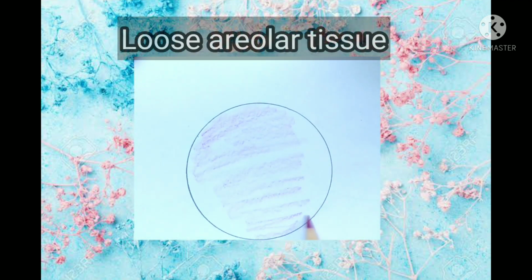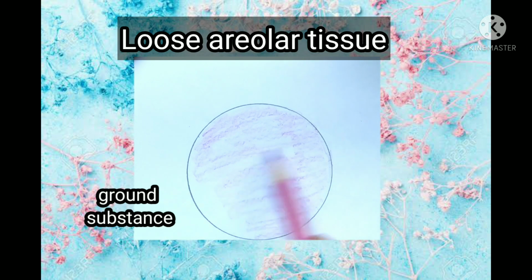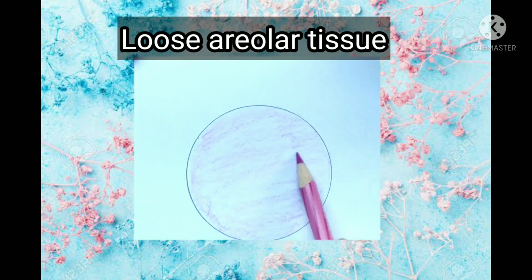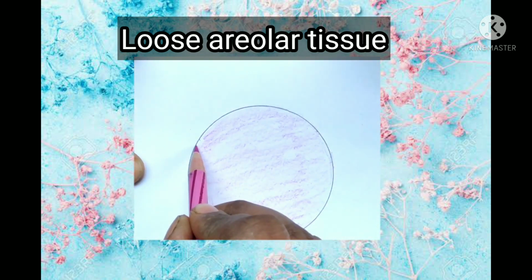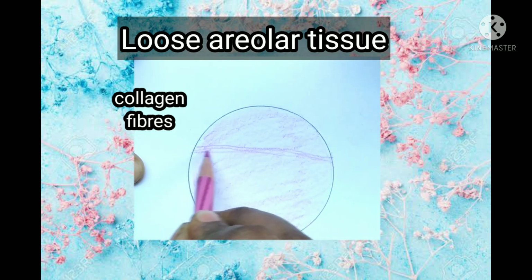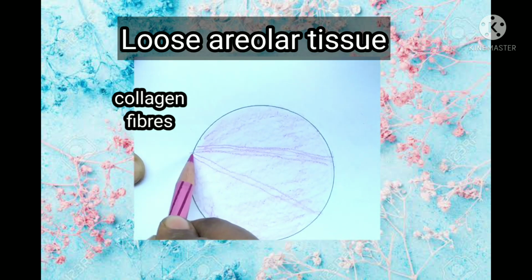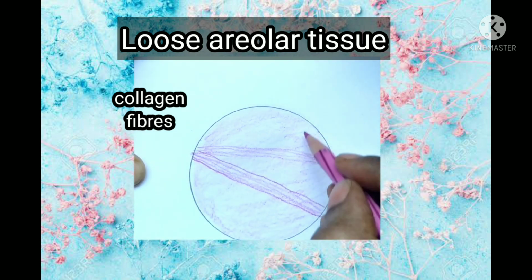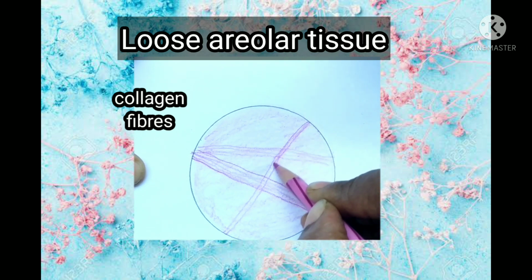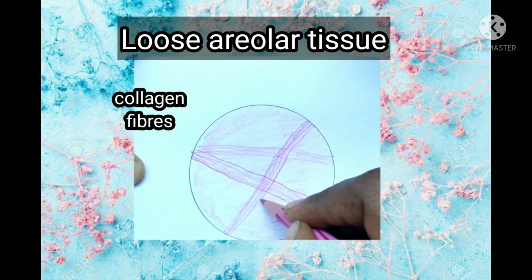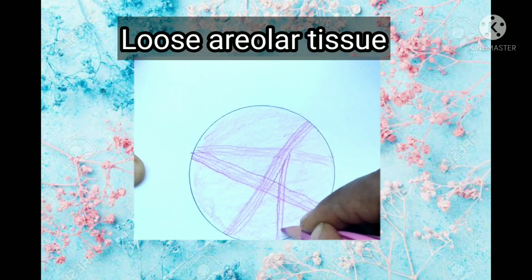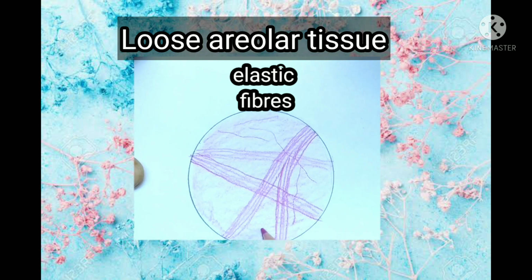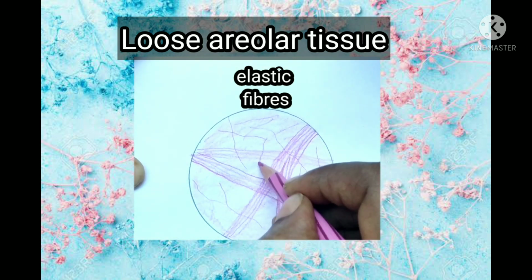The loose areolar tissue is present in the hypodermis and also in the lamina propria of the intestine. Here the fibers are arranged very loosely. So we will have all the fibers: the collagen fibers, which always run in bundles, and the elastic fibers, which are very thin and branch independently and run individually. And you have all the types of cells.